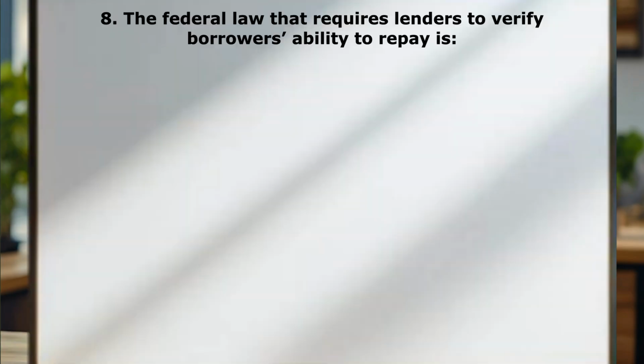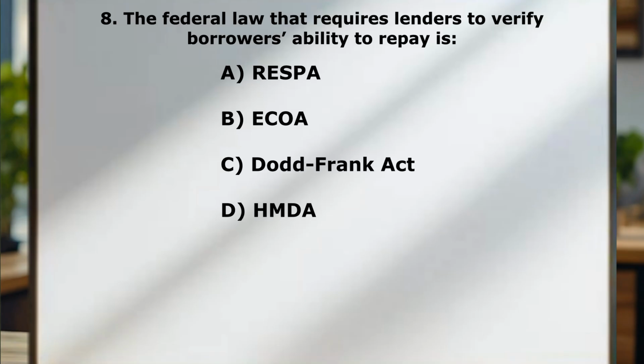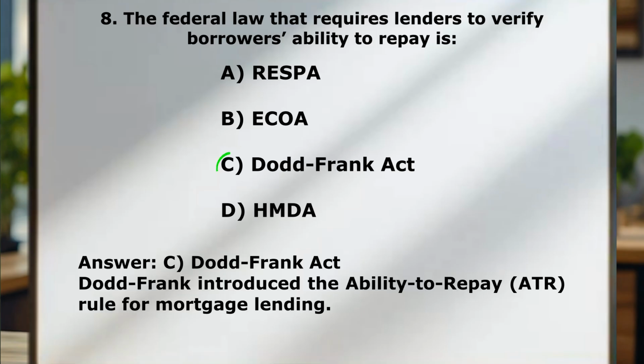Question number 8. The federal law that requires lenders to verify the borrower's ability to repay is A, RESPA, B, ECOA, C, the Dodd-Frank Act, and D, HMDA. Correct answer here is C, the Dodd-Frank Act. And so the Dodd-Frank Act actually introduced something called the Ability to Repay, ATR, rule for mortgage lending.